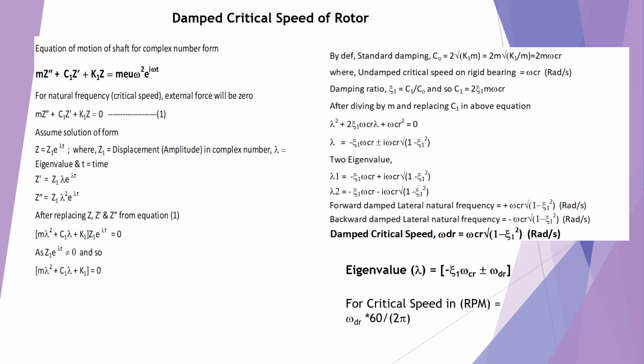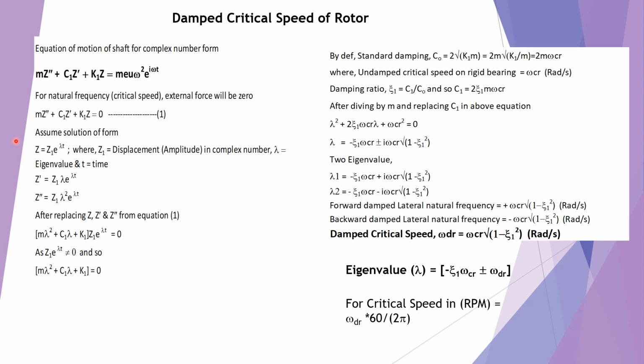Now, damped critical speed. The equation of motion of the shaft in complex number form is m z double dot plus c1 z dot plus k1 z is equal to m eu omega square e to the power i omega t. For natural frequency or critical speed, the external force will be 0. So we can write m z double dot plus c1 z dot plus k1 z is equal to 0. This is equation number 1.